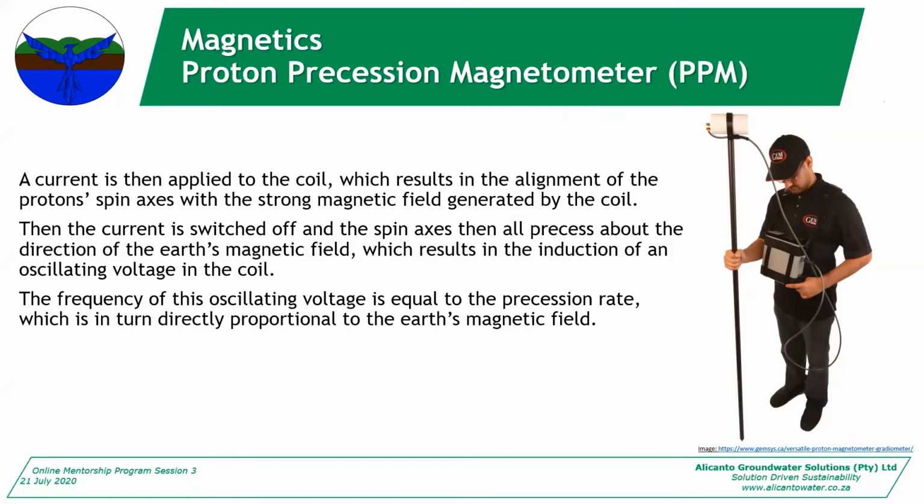So all you need to understand here is that when you push the read button on the Proton Precession magnetometer, it aligns all of the spin axes, and then when you switch it off, they realign and they generate a current, which gives you your reading of intensity on the unit. It's a very simple system.